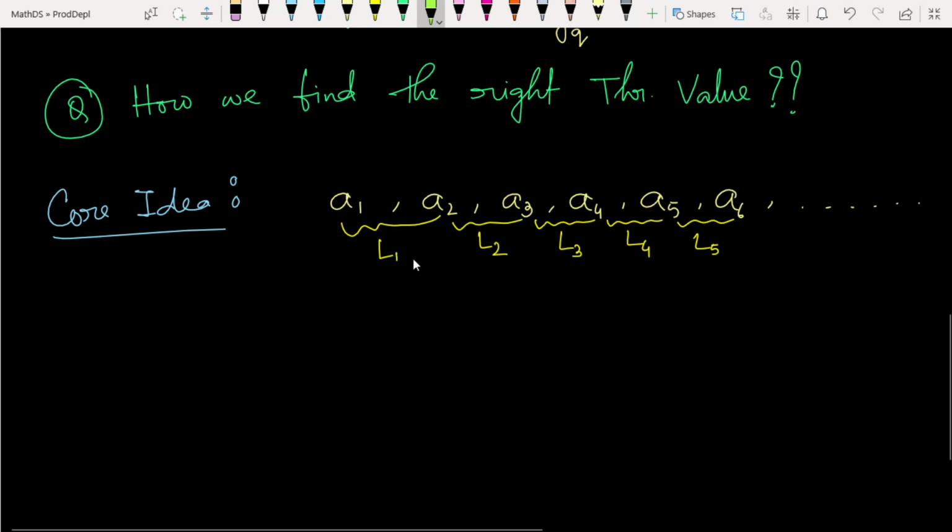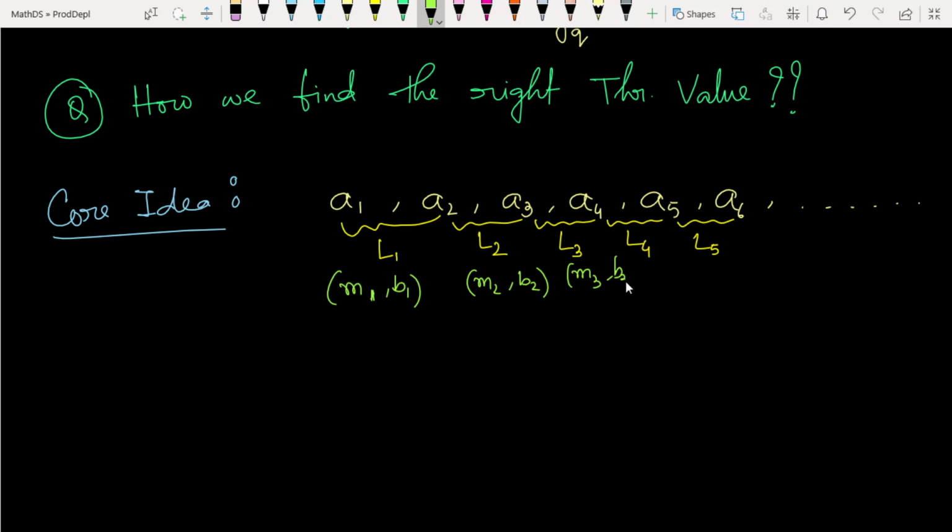we have to find these values: M1, B1, M2, B2, M3, B3, similarly M4, B4, and similarly M5, B5. We have to find these values for each linear model.